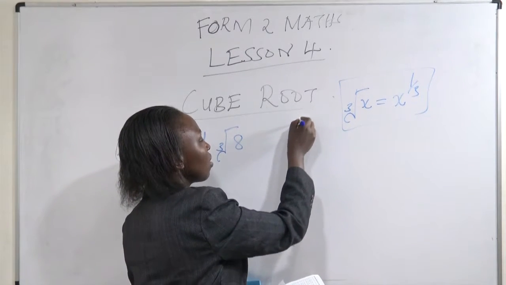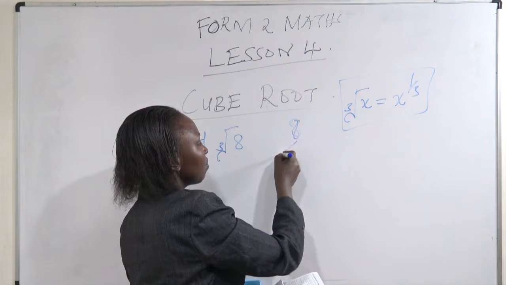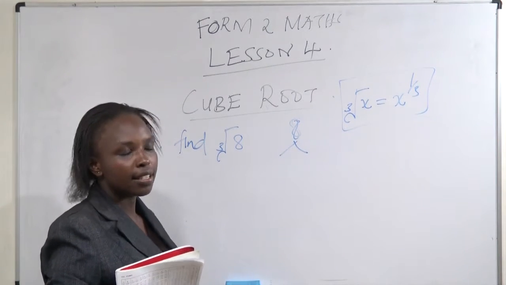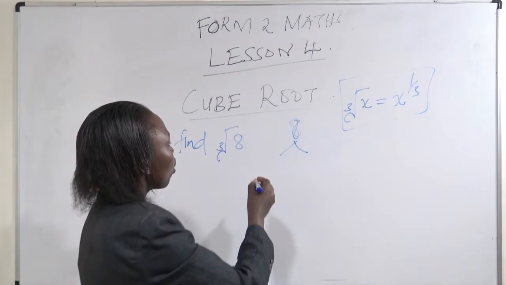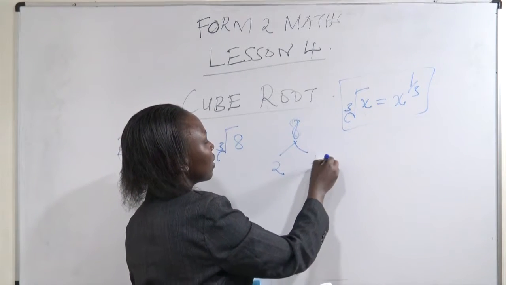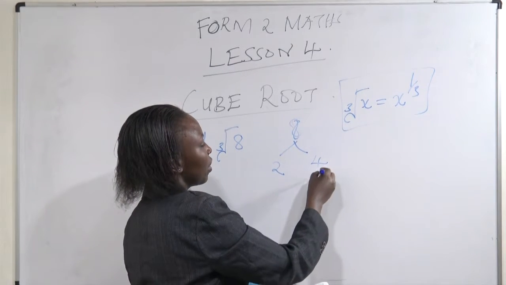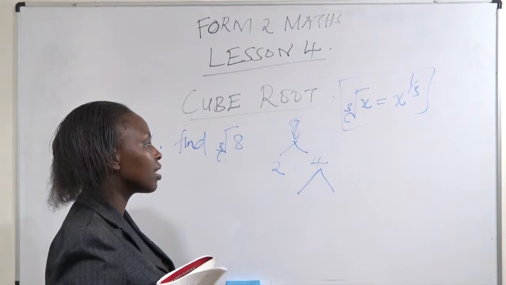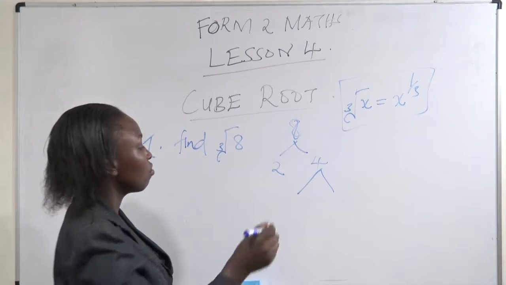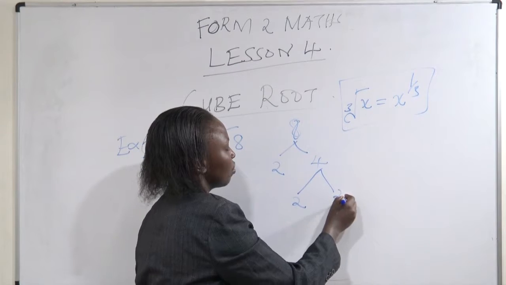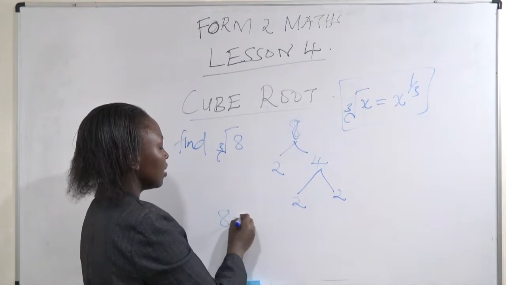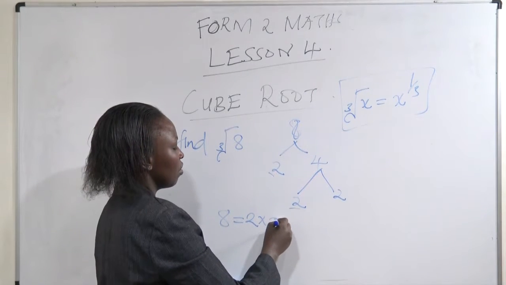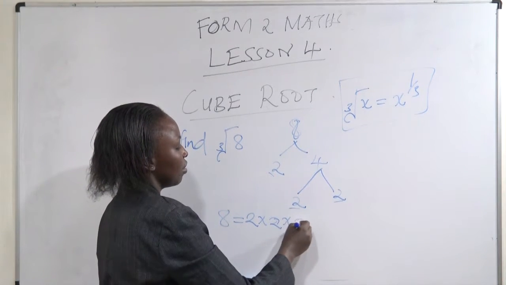Let's use the factor tree method. So 8, the smallest number that can divide 8 is 2. So 2 to get 4. Now we continue like that. The smallest number that can divide 4 is 2, to get 2. So that means 8 is equal to 2 multiplied by 2 multiplied by 2.